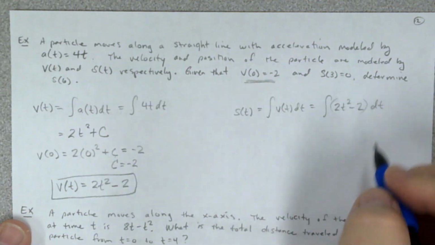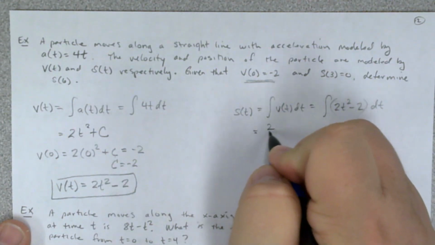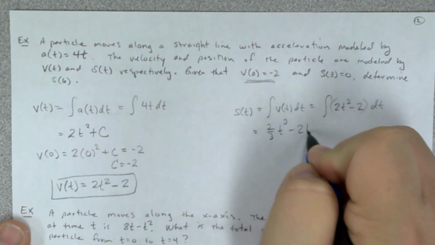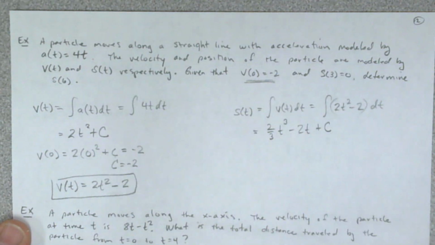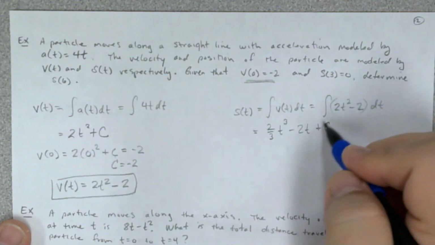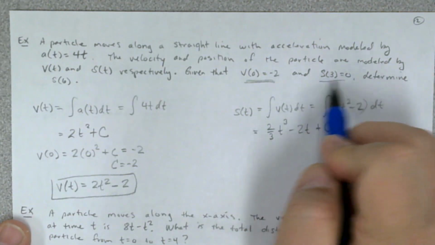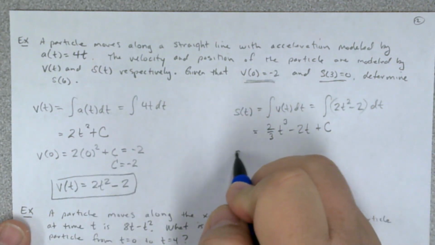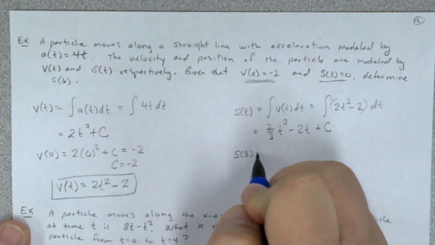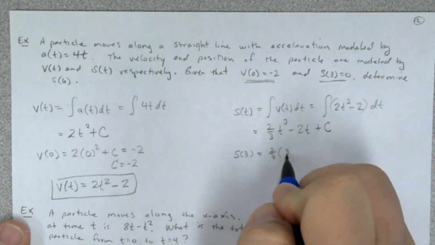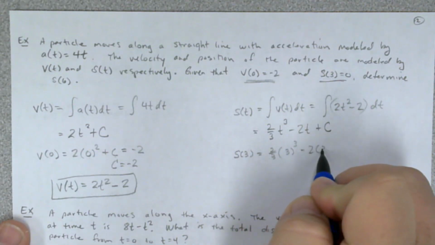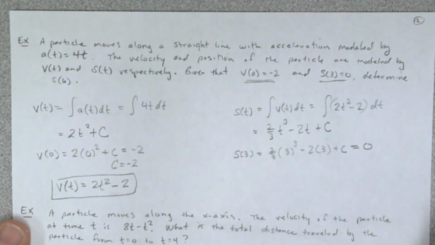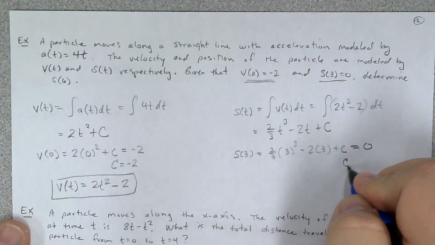And again, using our technique for integration that we have already established, we have 2/3 t to the third minus 2t, and again, plus a constant. So I got to find that c, and I know that initial condition right there for s. So using the same technique I did over here, s of 3 is 2/3 times 3 cubed minus 2 times 3 plus a constant, and that should equal 0. So then if I solve this out, I should get c is equal to negative 12.